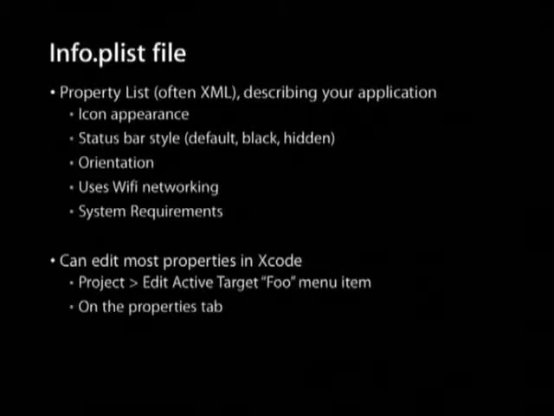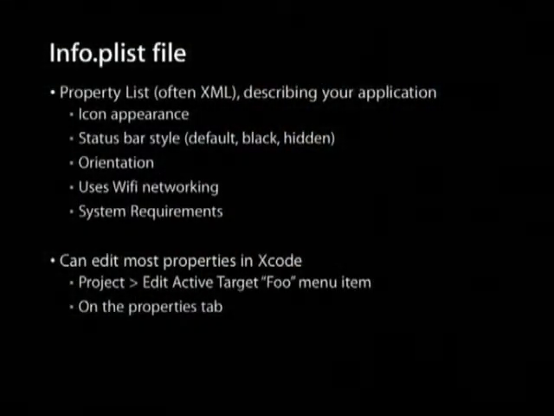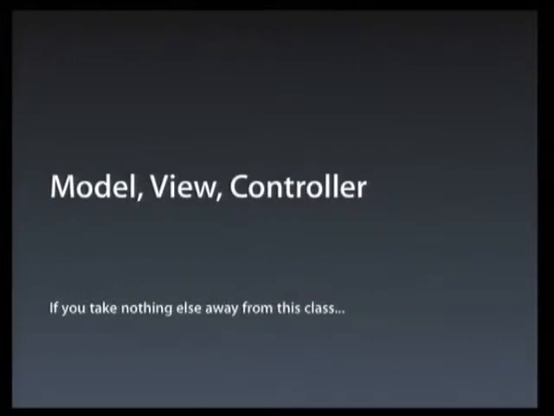For those of you that are not familiar with property lists, a property list is basically a key value set, a file with keys and values. XML is a good example. In fact, I've mostly seen this implemented in XML, so it's easy to read. And if you want to edit them, you can either open the XML file and edit the XML directly, or you can go into Edit Active Target in the project menu in Xcode, and you can get to most of these properties there. So that's the application structure.